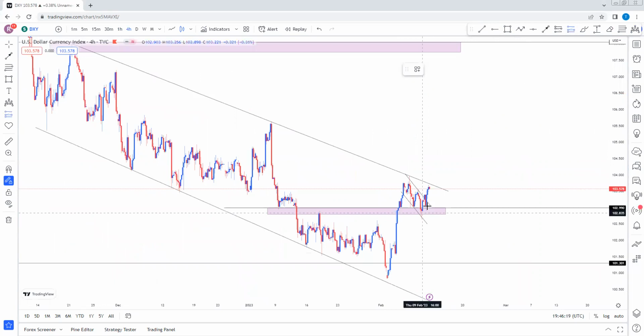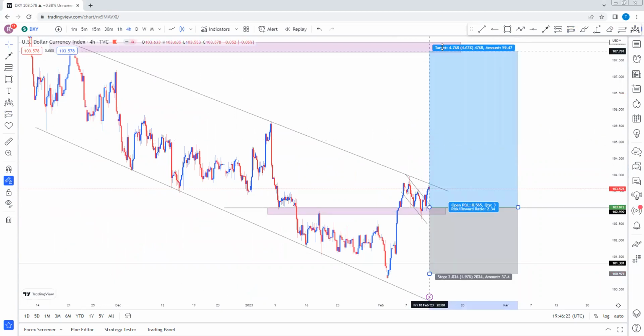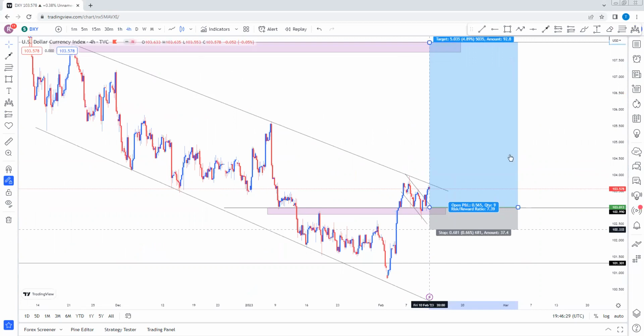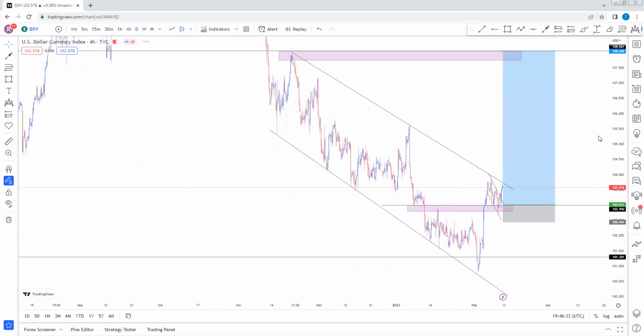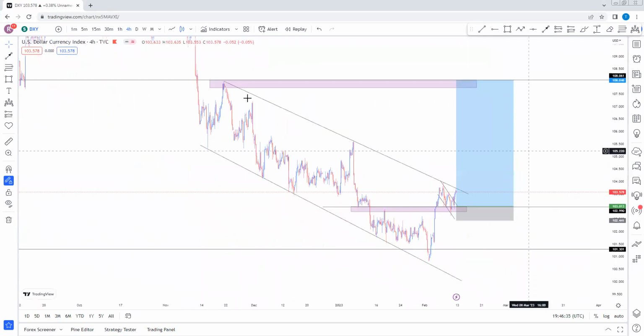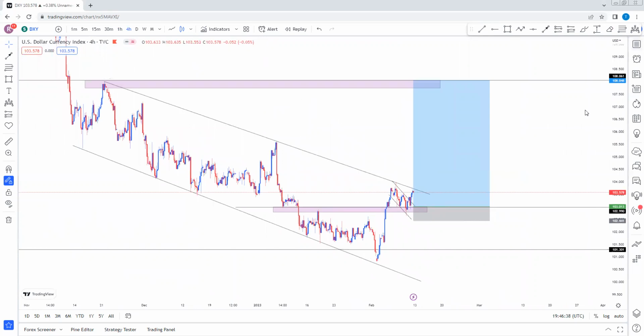That means the dollar is gaining strength. If the dollar is the base currency, we buy. If the pair is against the dollar, we sell. So let's move on.